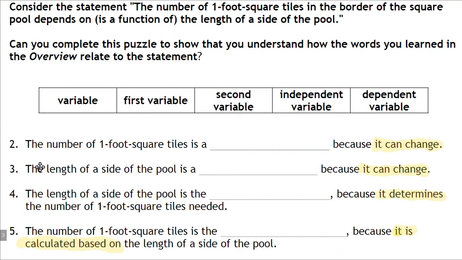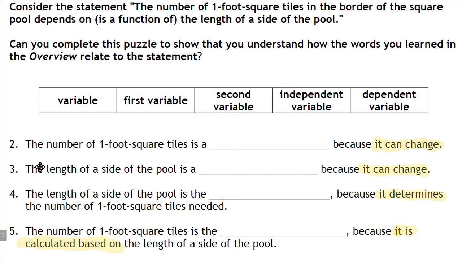All right, our next example says, consider this statement. The number of 1-foot square tiles in the border of the square pool depends on, or think of it as, is a function of, the length of a side of the pool. So can you complete this puzzle to show that you understand how the words you learned in the overview relate to this statement or this real life situation?